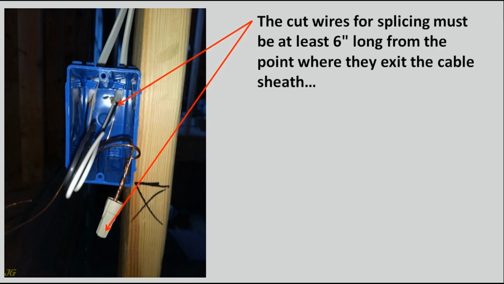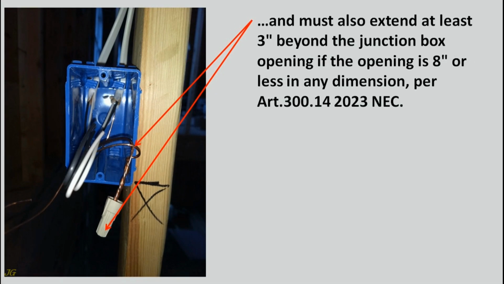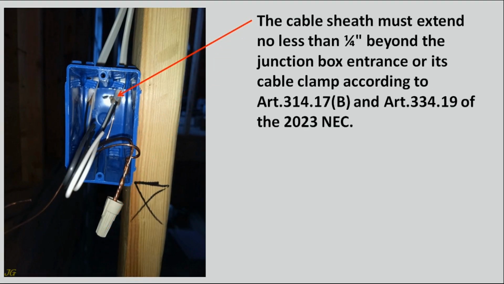The cut wires for splicing must be at least 6 inches long from the point where they exit the cable sheath, and must also extend at least 3 inches beyond the junction box opening if the opening is 8 inches or less in any dimension, per Article 300.14, 2023 NEC. The cable sheath must extend no less than 1/4 inch beyond the junction box entrance or its cable clamp, according to Article 314.17(B) and Article 334.19 of the 2023 NEC.